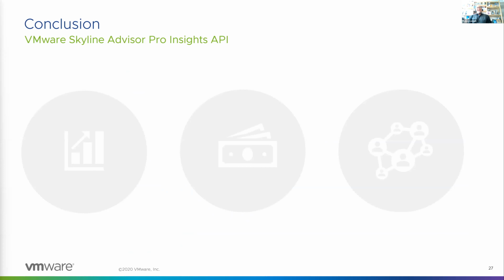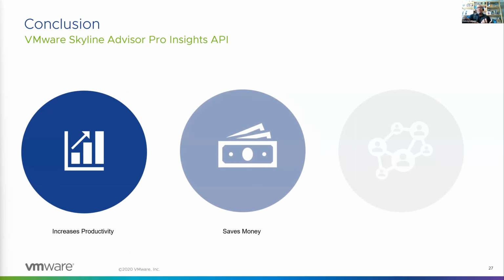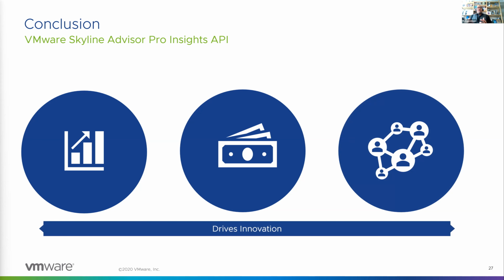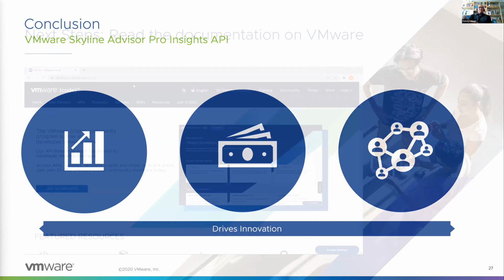And so with that, that basically concludes our session. I'm going to show you how to get access to the tools in a minute, but I just want to wrap things up by talking about how leveraging APIs and automation through Skyline Advisor Pro can increase your productivity, save your money, and connect teams. And looking at all of that collectively, it enables you to drive innovation for your business. And so with that, I hope you found this session informative.